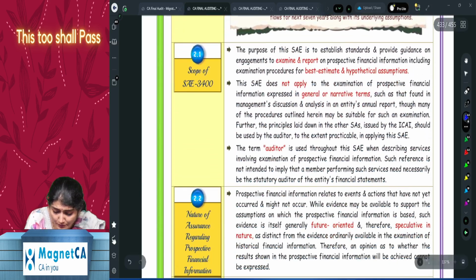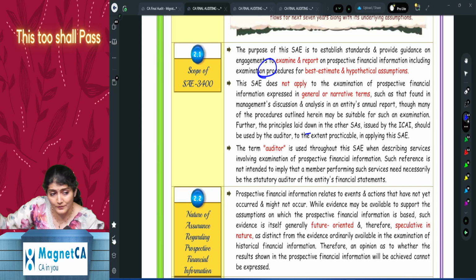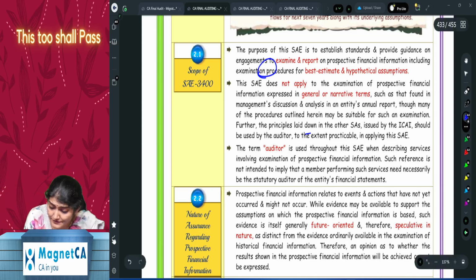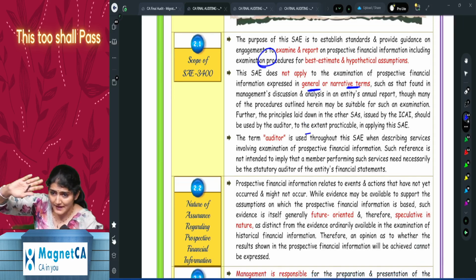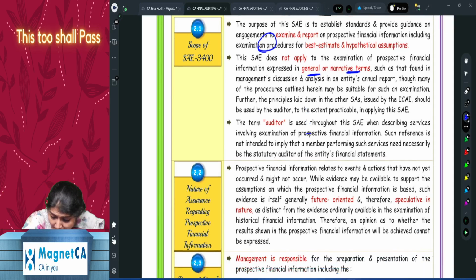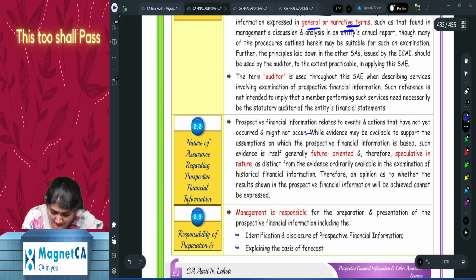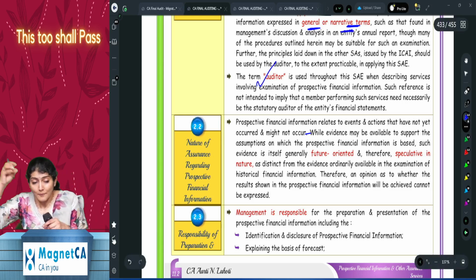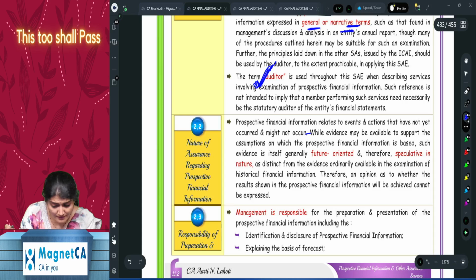As an auditor, you have to do your examination procedure. So audit procedure, review procedure, now you have the examination procedures, and this applies to the prospective information and not a descriptive narration given of the future and a vision, mission and all of that. It says it applies to the prospective financial information given in numerics and not in general or narrative terms. Are they calling the person doing the examination an examiner? No, they say you continue to call him the auditor. It is future oriented, speculative in nature.